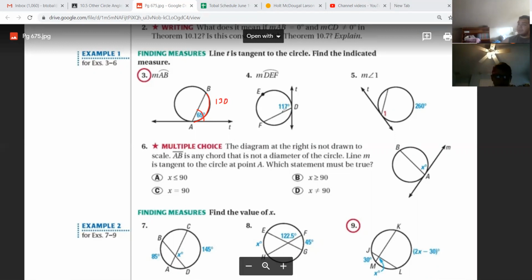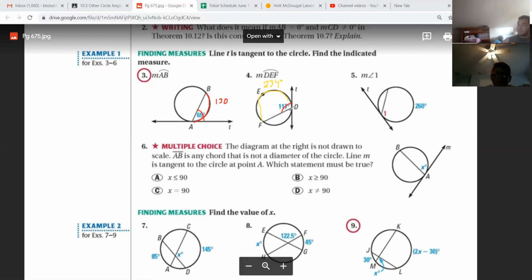Same thing here. You have an angle that's 117. The arc is going to be double the size of that angle. So instead of 117, you're going to multiply by 2. That should be 234. So arc FDEF is 234.